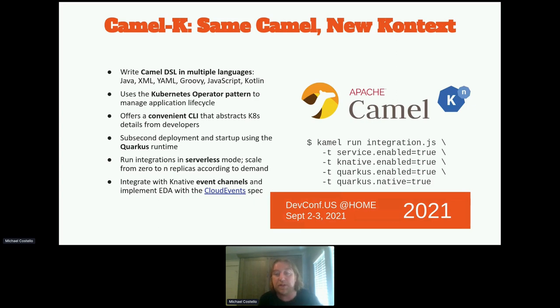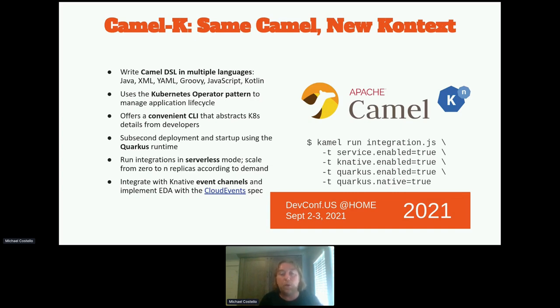What this allows us to do is write that little semantically meaningful Camel DSL that you saw previously in a bunch of different languages: Java, XML, YAML, Groovy. We're able to care and feed for these things very simply via a Kubernetes operator. We have a CLI, we'll show that off in a second. We have sub-second deployment and startup time using Quarkus. If you don't know what Quarkus is and you're a Java developer, check it out, it's super cool.